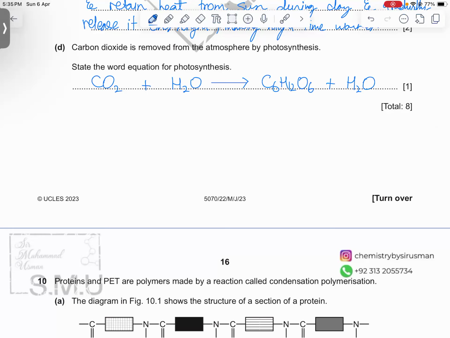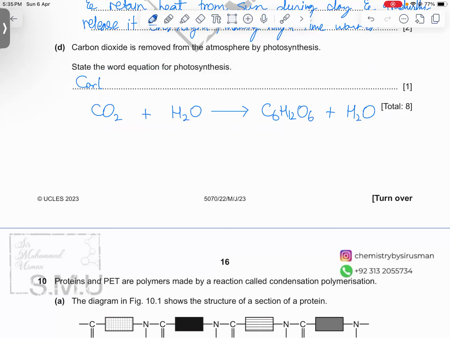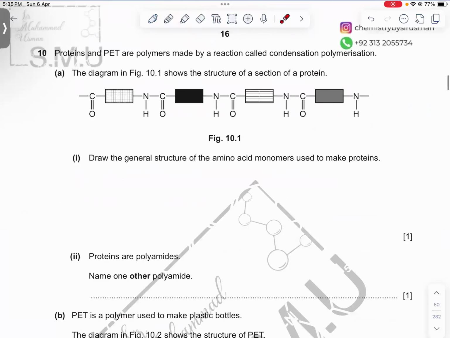This is a symbol equation. Sorry. We have to write the word equation. So the word equation is carbon dioxide plus water gives glucose plus, oh sorry, at the end it's not H2O, it's only oxygen that is produced, right? O2, oxygen. All right, so that was an environmental chemistry related question.